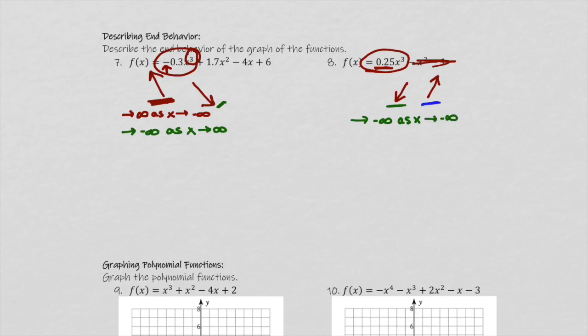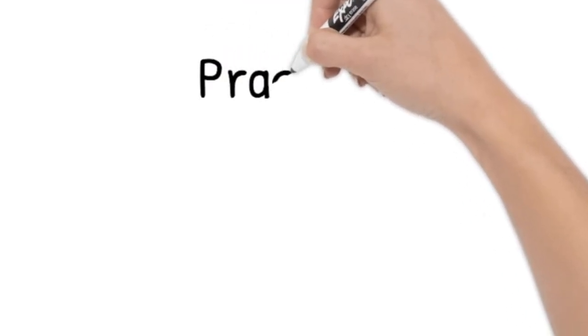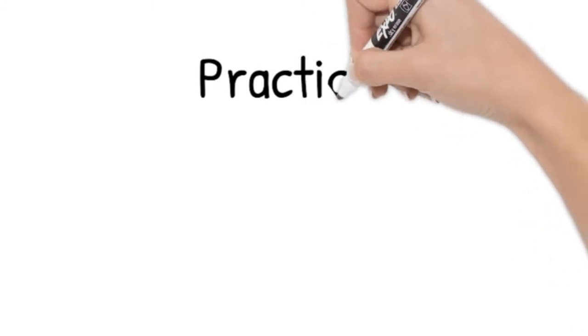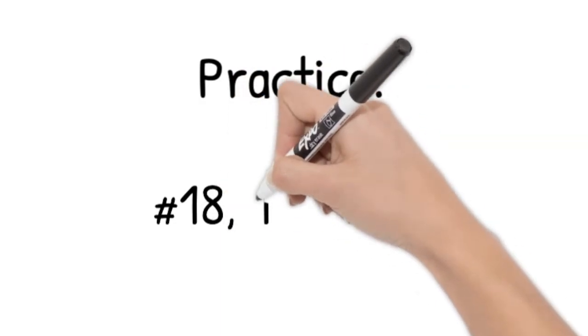All right, the right side, it's approaching infinity because it's going up, as x is approaching infinity because it's going right. All right, so now you can go to your practice and do numbers 18, 19, 21, and 22.